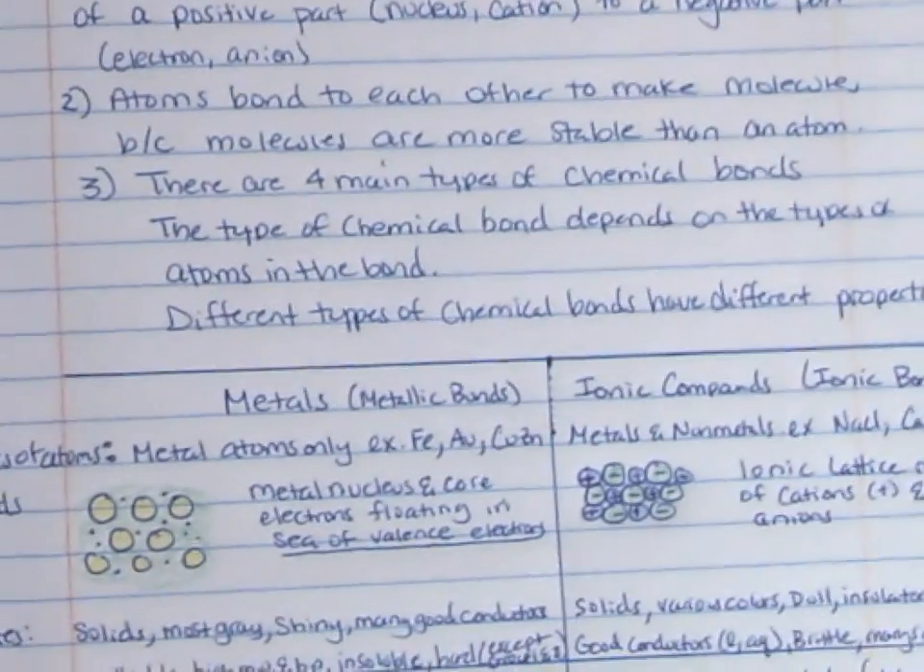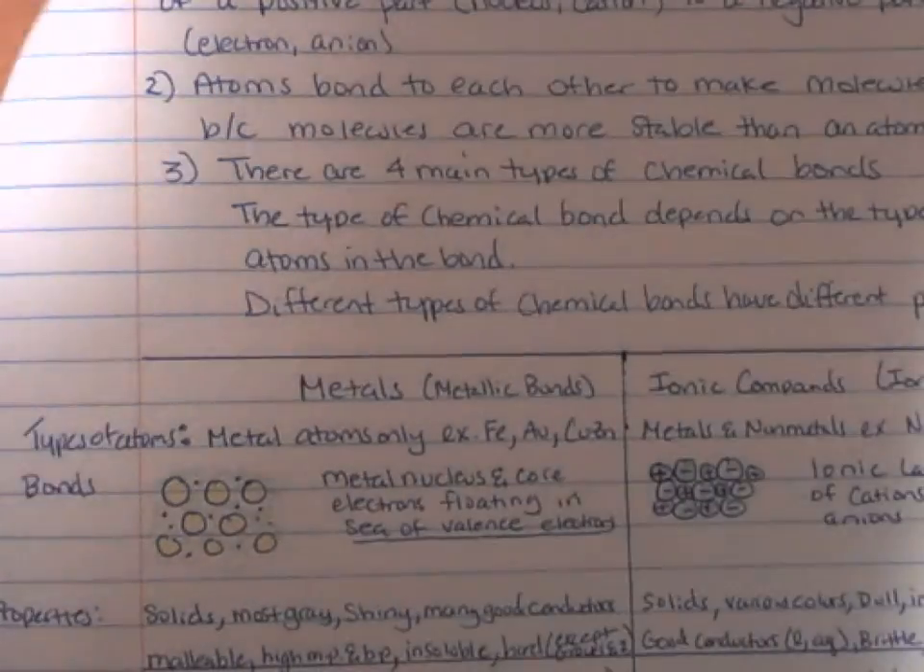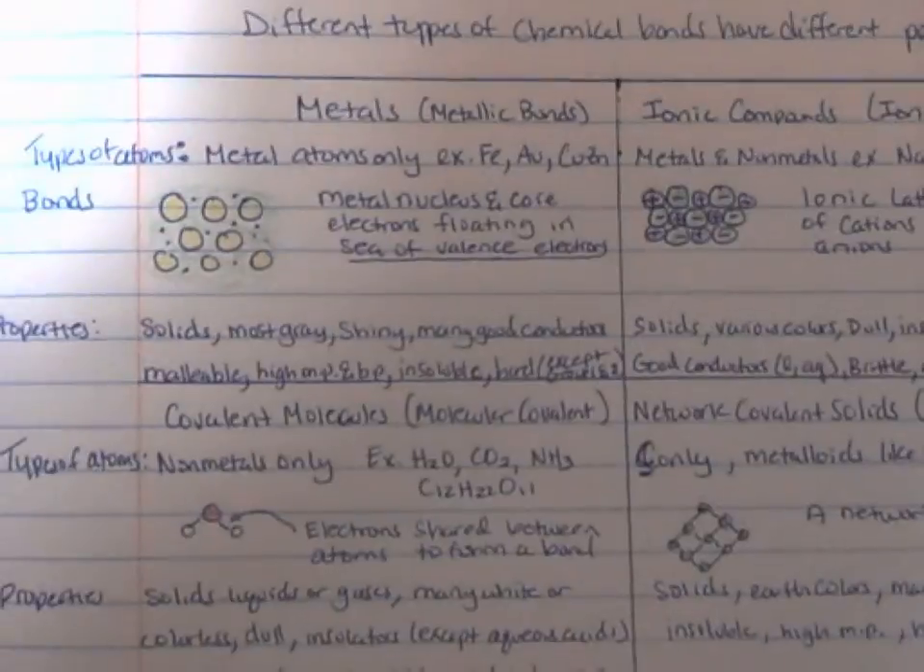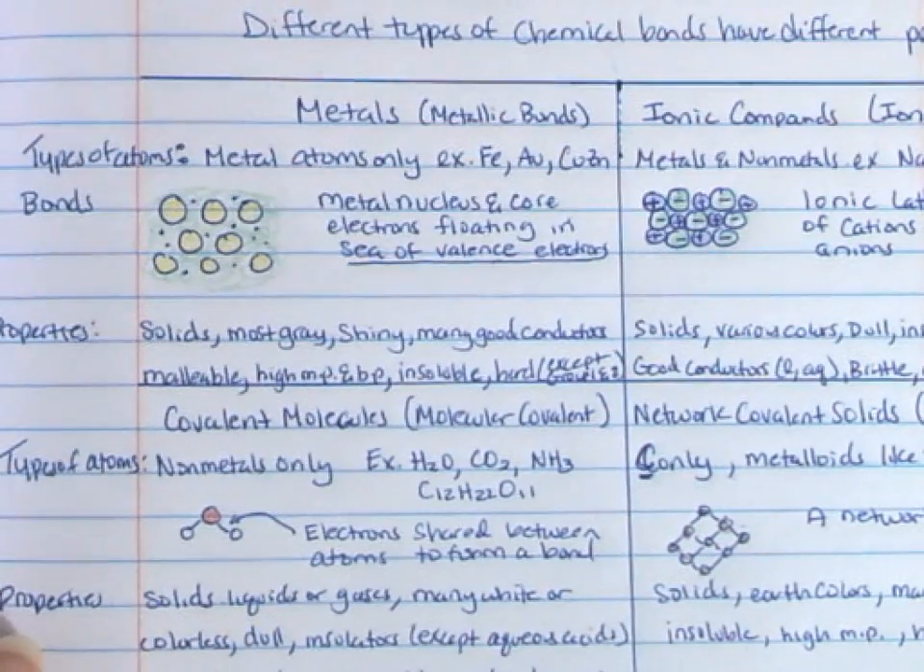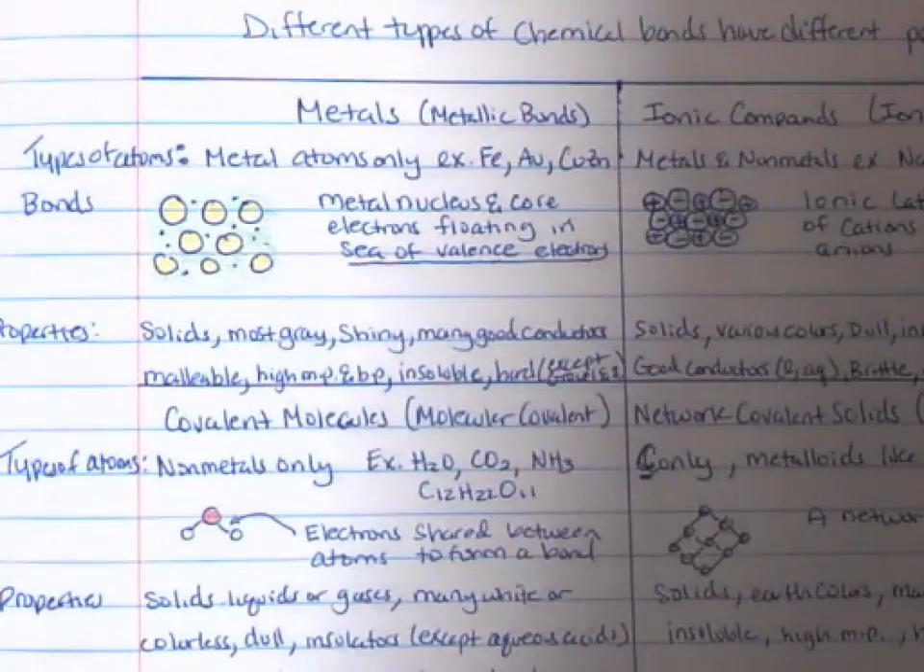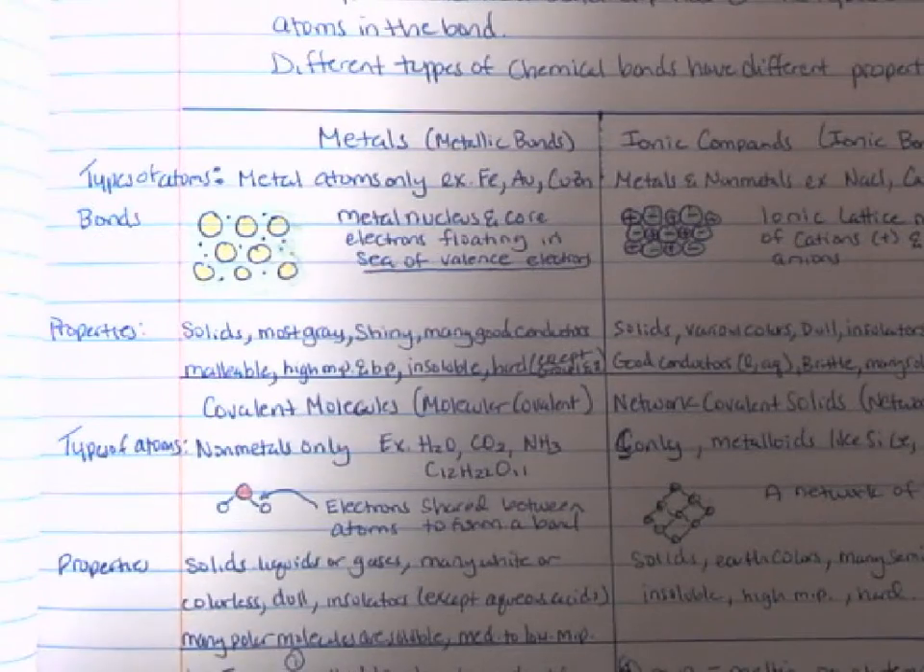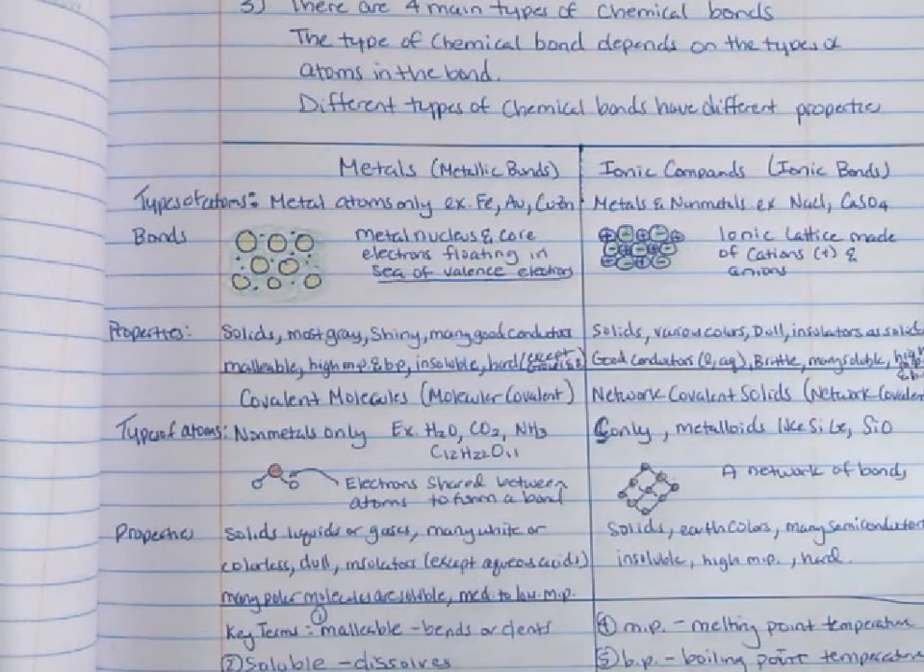Now let's talk about the four types of bonds. I'm going to just move this down a little bit so we can see. Okay. And I'm going to have to zoom this out just so you can see sort of what the setup looks like, and then I'll zoom it back in for each individual section.